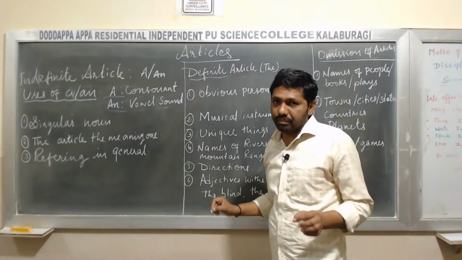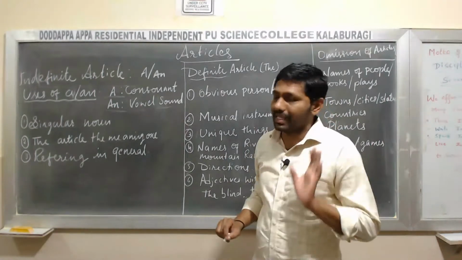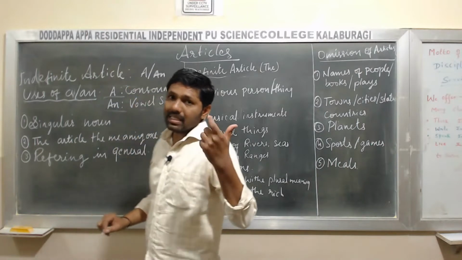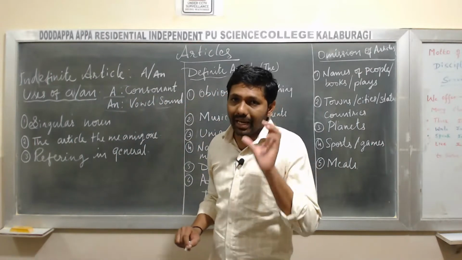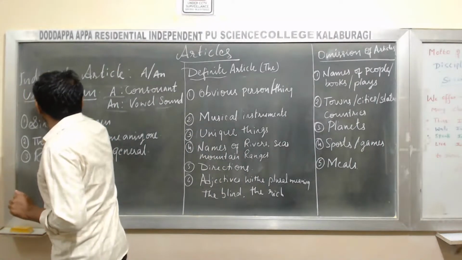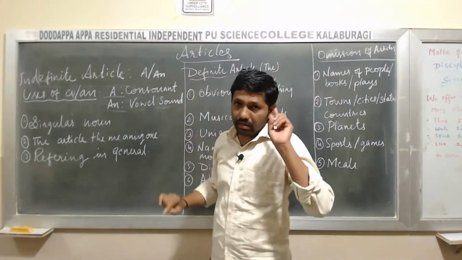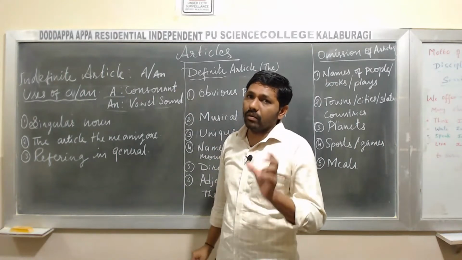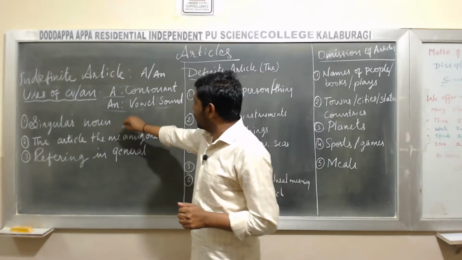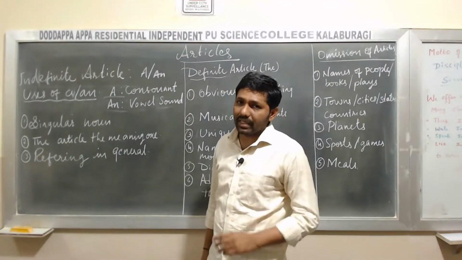A, E, I, O, U. Keep in mind, I am referring to vowel sound, not vowels. Even if a letter has a vowel sound, then we have to use an compulsorily. A and an are the indefinite articles, and they are used with two kinds of sounds. One is the consonant sound: with a consonant sound word or noun, we have to use a, and with a vowel sound, we have to use an.